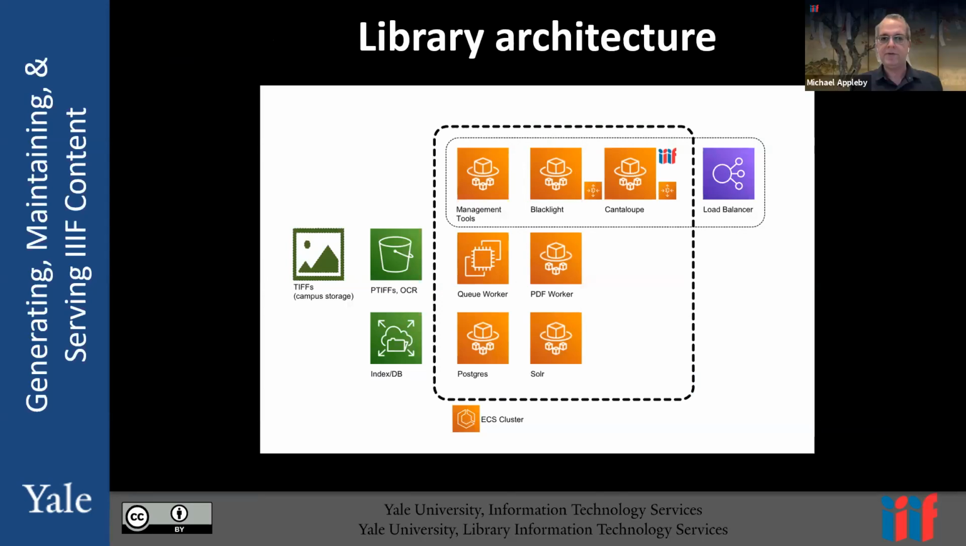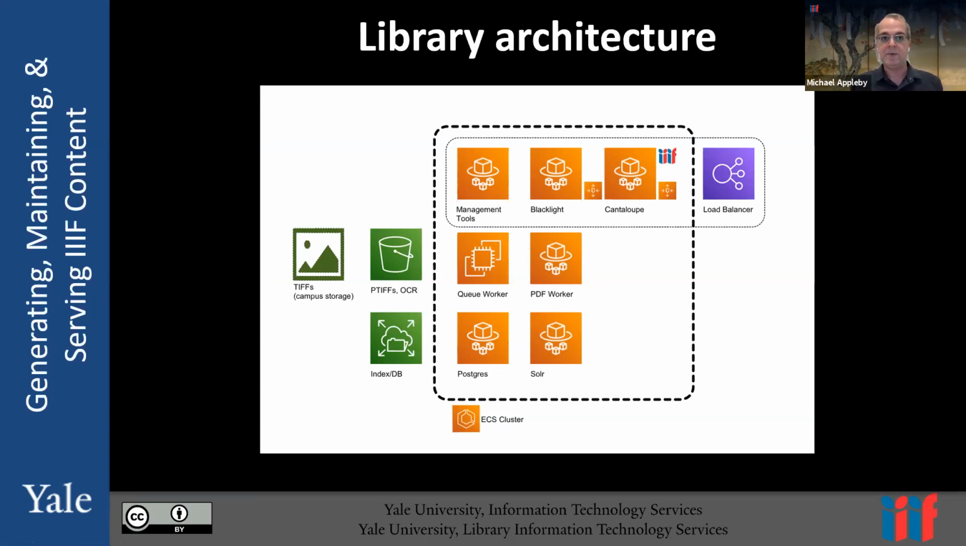So this is an overview of mainly the AWS components for the library system. There's a lot that's similar. Some things are slightly different. I'll go through. The top tier is basically our user interfaces and public-facing servers. We have Cantaloupe for IIIF image support. We also have Blacklight for our public user interface. Both of those are set to auto scale.